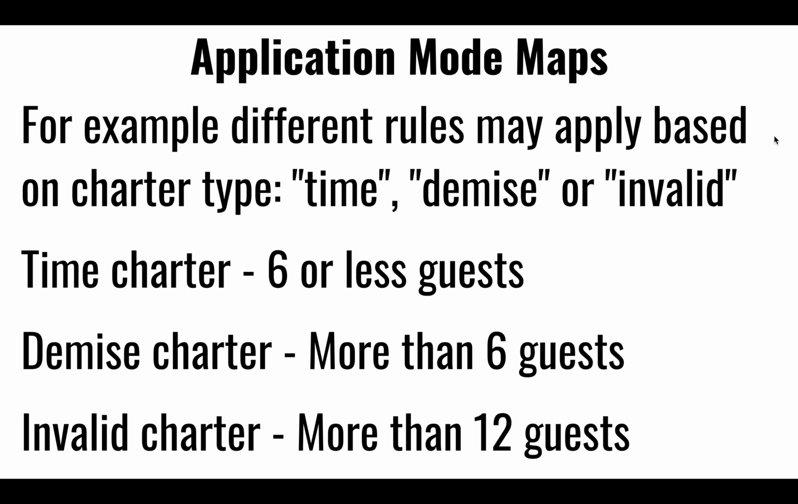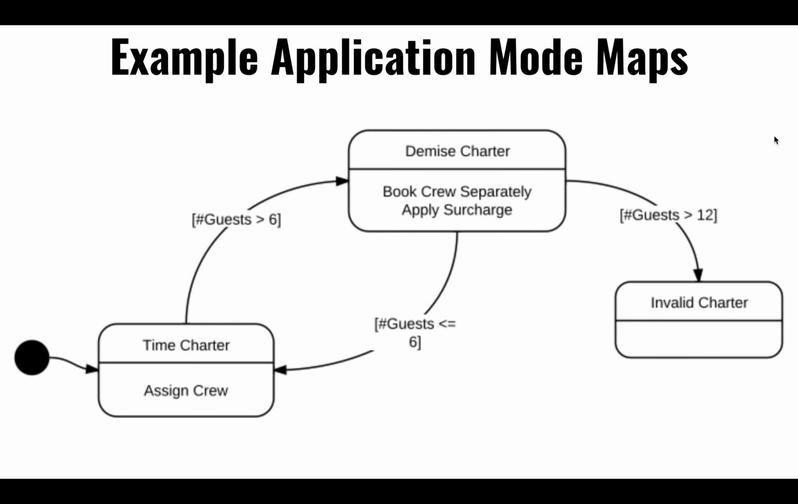For instance, here's an example from our charter company, where depending on the number of guests, the application might treat the charter in three different ways: if it's less than 6 guests, more than 6 guests, or more than 12 guests. The application would treat the charter in different modalities, as a time charter, a demise charter, or an invalid charter. It can be represented in a transition diagram as such. Again, this can be used for identifying the tests that would cause the application to transition from one state to another.